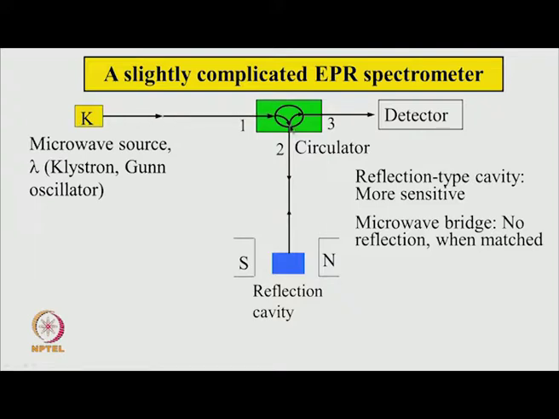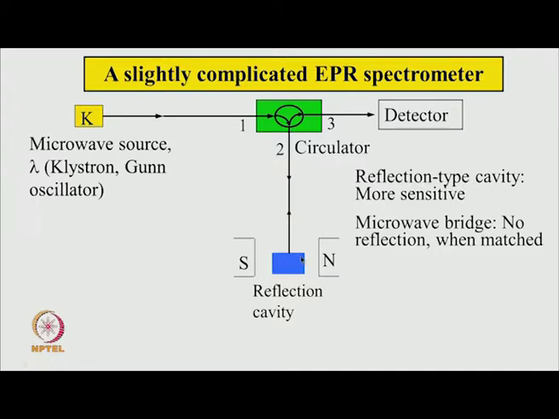Power enters from 1 to 2, and from this waveguide it goes to the cavity, and the cavity being reflection type, it reflects the microwave power and it goes back here. While going back, it won't go to port number 1, instead it will go to port number 3, and there we keep a detector. So, the Q of the cavity is much higher than the transmission cavity, so it is more sensitive, and the spectrometer works on the principle of reflection of microwave from the cavity.